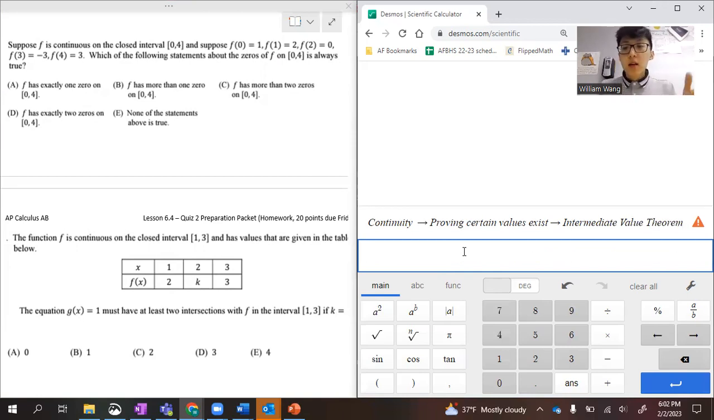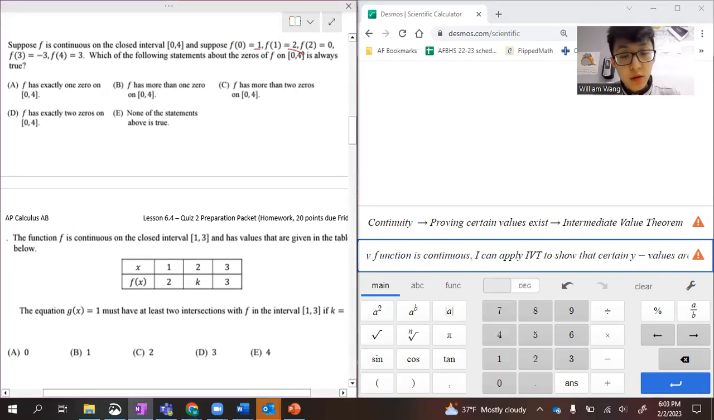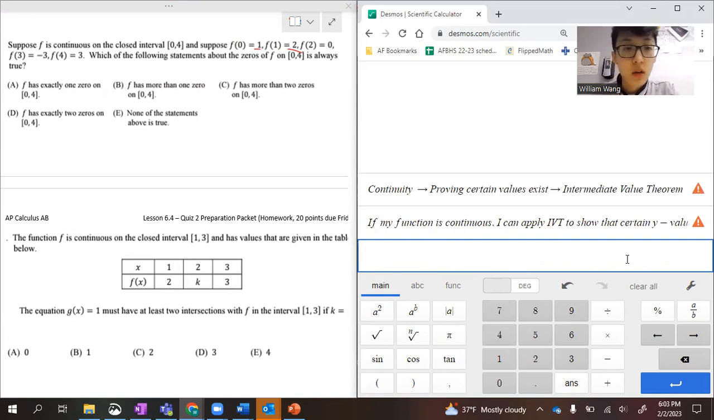And if we don't remember that, this is what it's saying, right? If my function is continuous, I can apply IVT, I can apply intermediate value theorem to show that certain y values are guaranteed. So, for example, I go from the y values of 1 to 2, right? So I know certain y values are guaranteed. Every value between 1 and 2 is guaranteed because my function is continuous. I cannot skip over anything between 1 and 2, right?